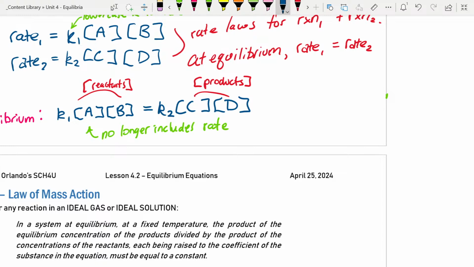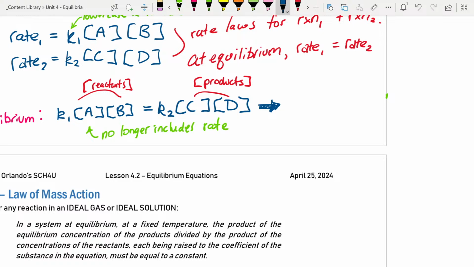Okay, we'll move K2. I like that. So right now, what do I have to do to move it? Can I just subtract it? I'd have to divide, right? So we could say K1 times A times B divided by K2.